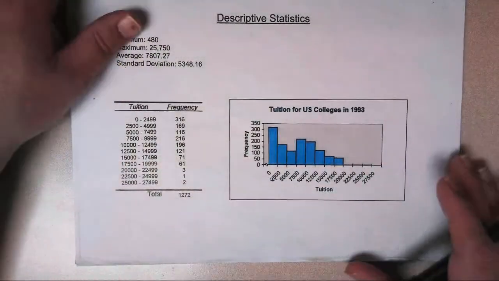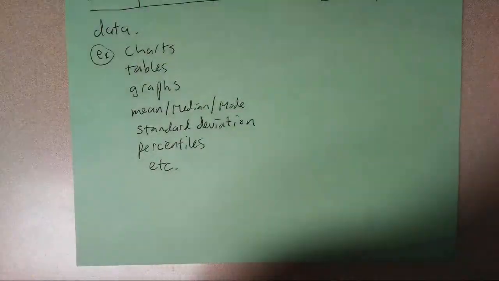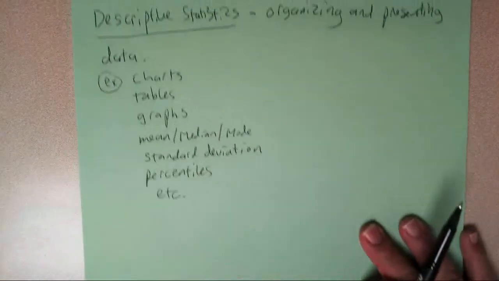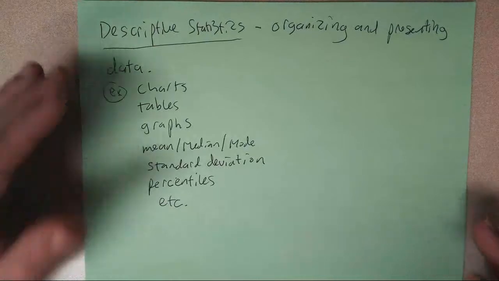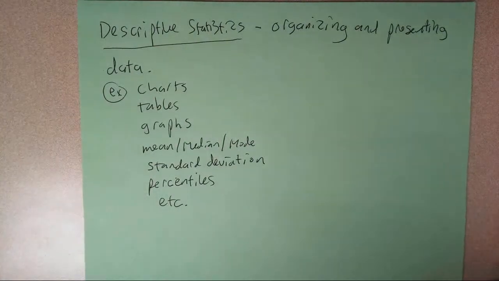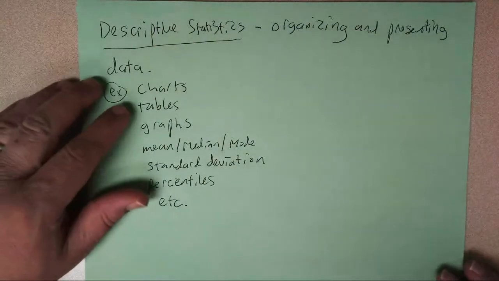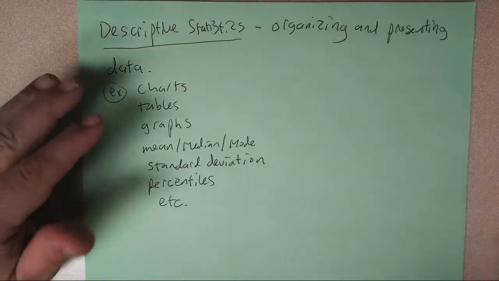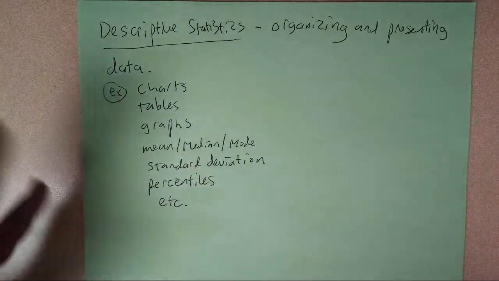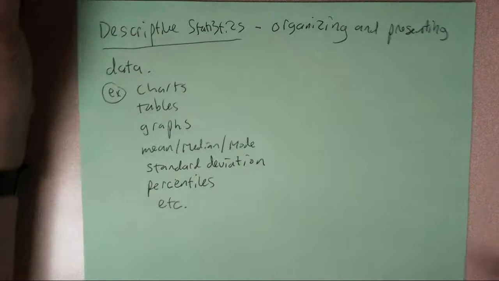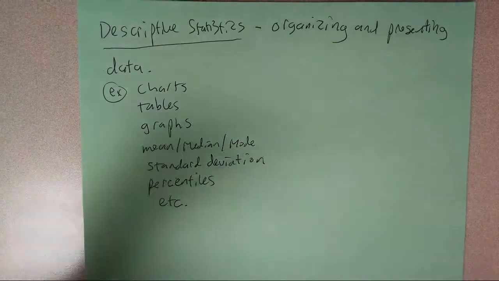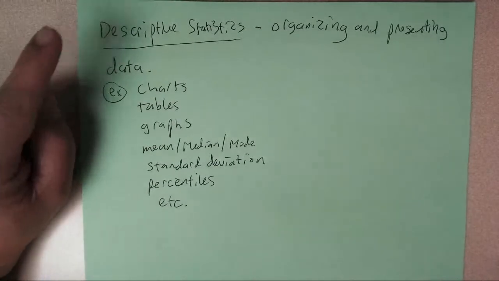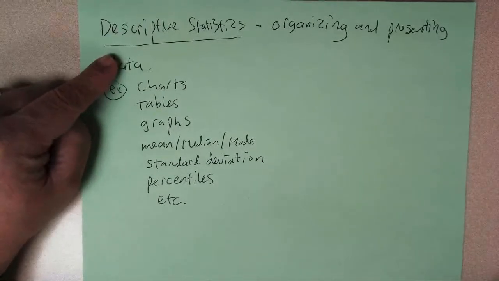All of these techniques are examples of descriptive statistics. These are ways that you organize the data set, and they allow you to see how the data is organized. They involve charts, graphs, tables, mean, median, mode, standard deviation, different numbers that measure things about the data set. If you've done any statistics up to this point, you have probably done descriptive statistics.